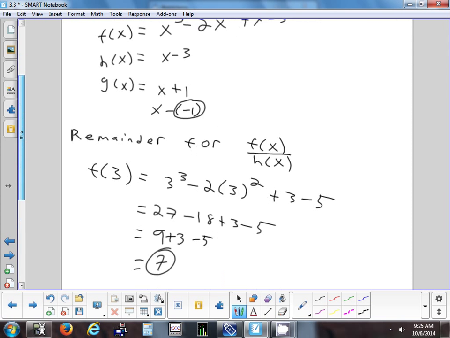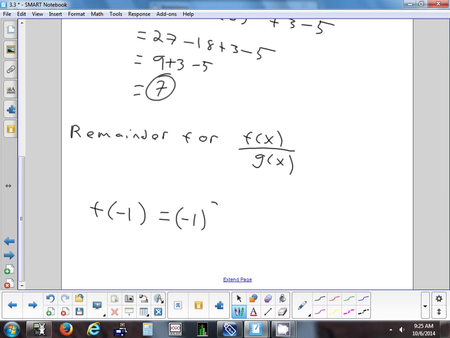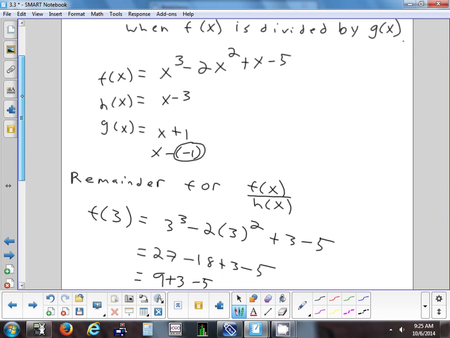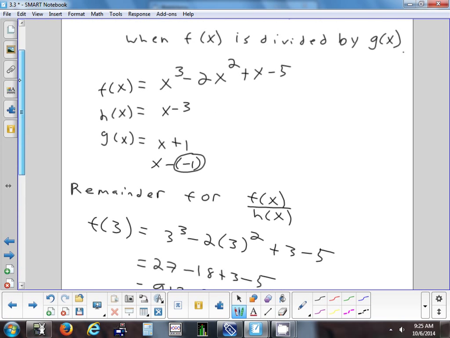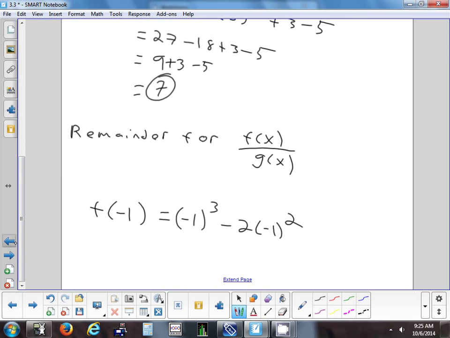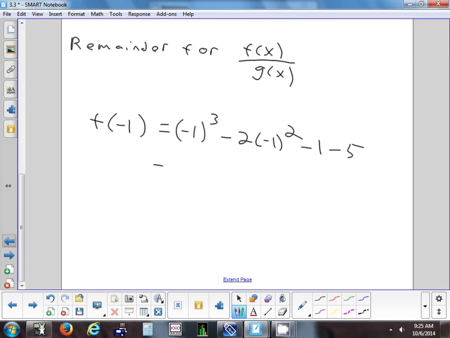All right, so we have -1 cubed minus 2 times -1 squared minus 1 minus 5. Okay, so -1 cubed, that's still -1. -1 squared is +1 times -2. Okay, and now just do your subtraction left to right. So -1 minus 2 gives me how much? -3, take away 1 more. -4, and then take away 5 more.